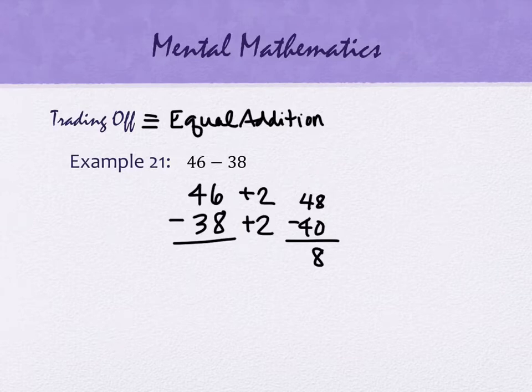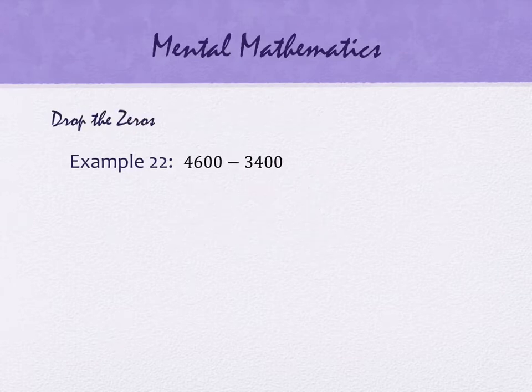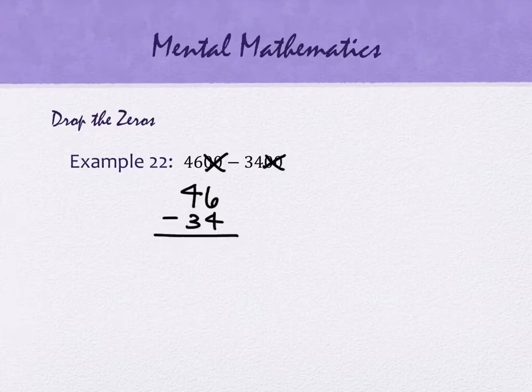All right. One more mental math strategy. This strategy is called drop the zeros. Obviously, it doesn't apply to everything because not everything has zeros. But if you do have zeros at the end of numbers, it's pretty convenient. So I have 4,600 and I have 3,400. And if I just ignore the zeros, this really becomes a 2-digit subtraction problem instead of a 4-digit subtraction problem. What's 46 minus 34? 12. And then my solution is to use that 12 and to tack back on the zeros.